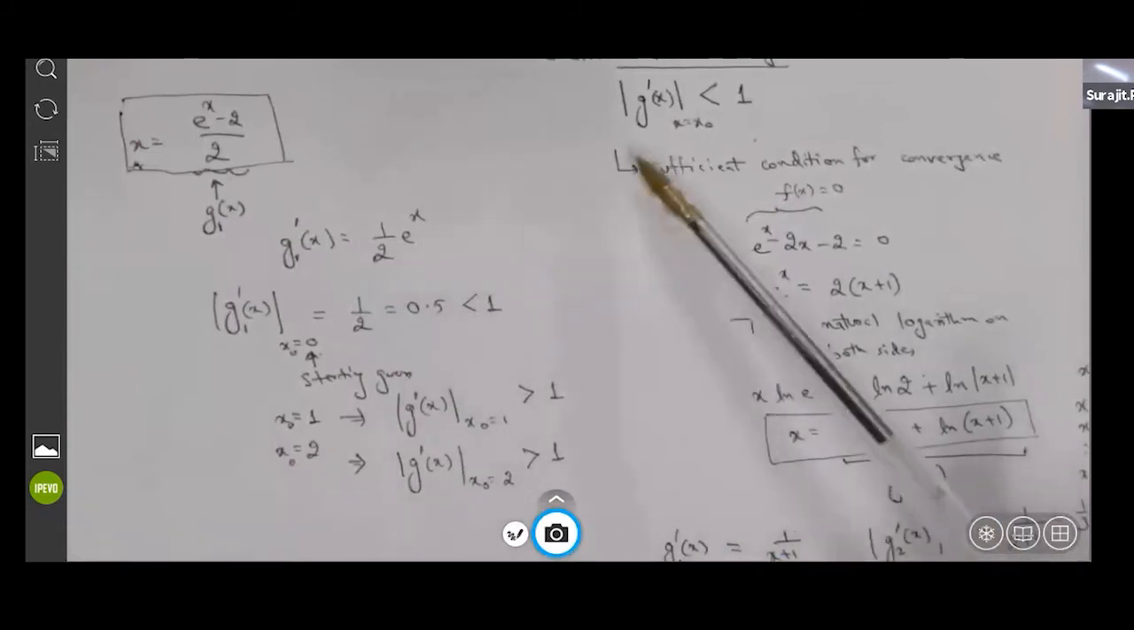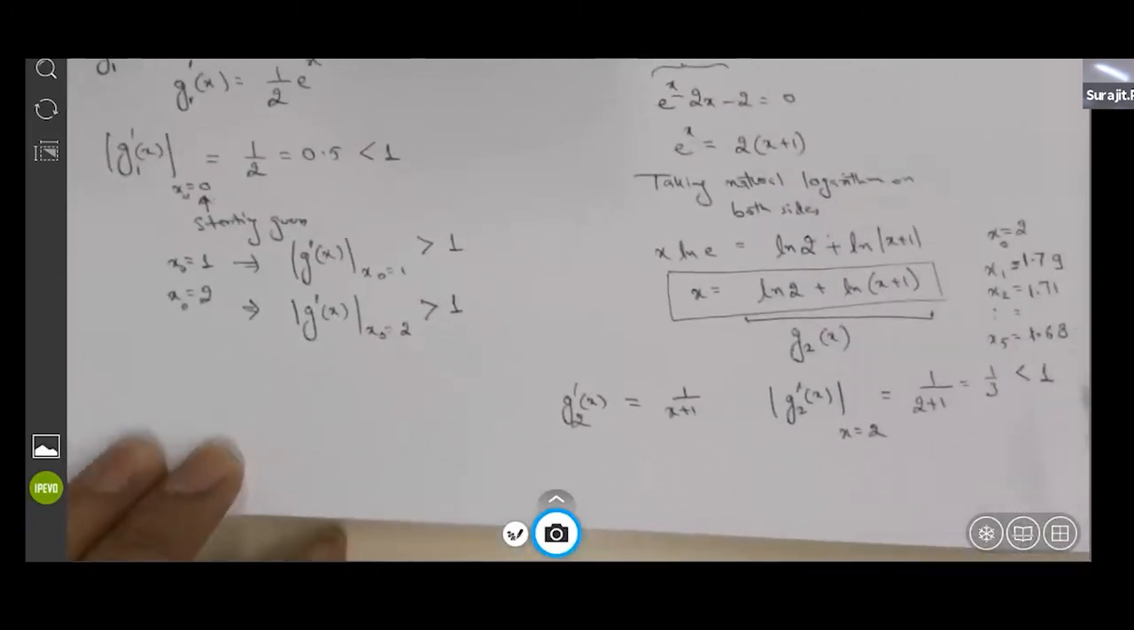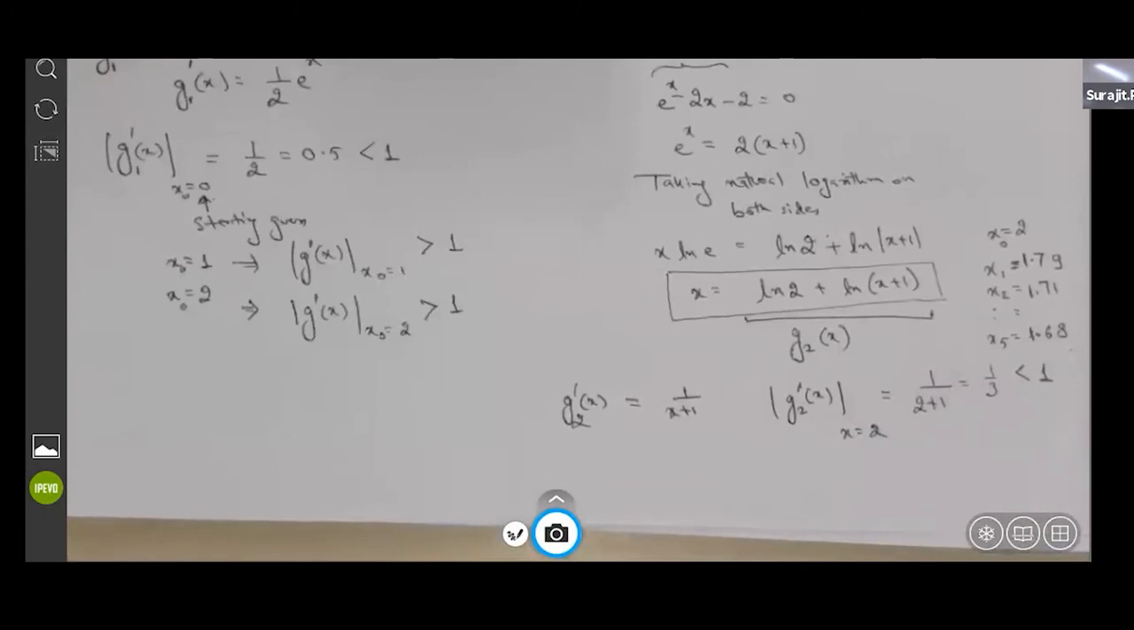Now, the same g of x may not give you all the roots, so you may have to use different g of x to get different roots. That's what we saw here. Does it make sense, guys?